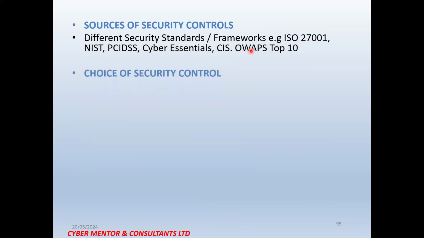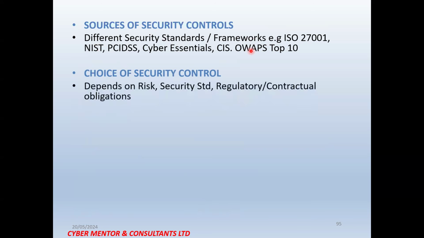Also, what kinds of security control? What are the sources? What informs or determines which control to choose or implement? Basically, they look at a couple of factors. It depends on the risk. You have assessed your risk, like we said in the previous slide. Based on the result of your risk assessment, you have identified the risk you are exposed to, the threats, and the weaknesses or vulnerabilities in the system.